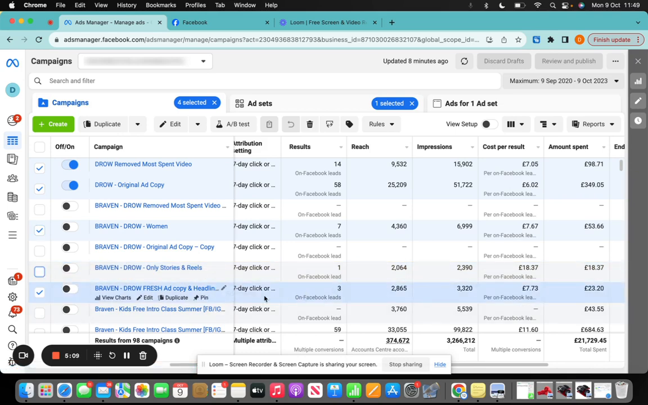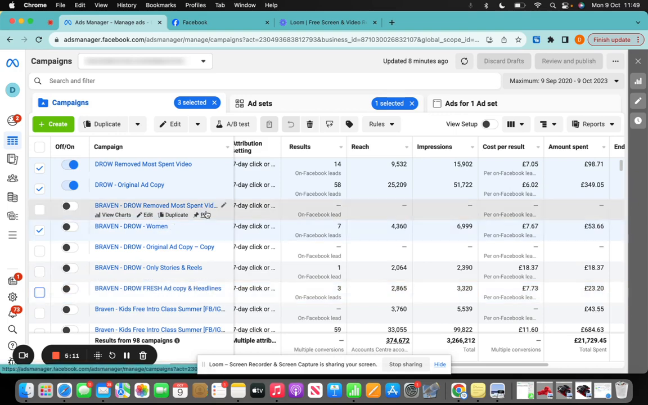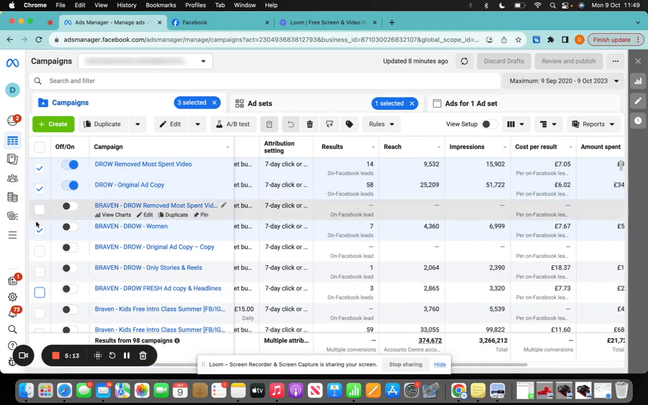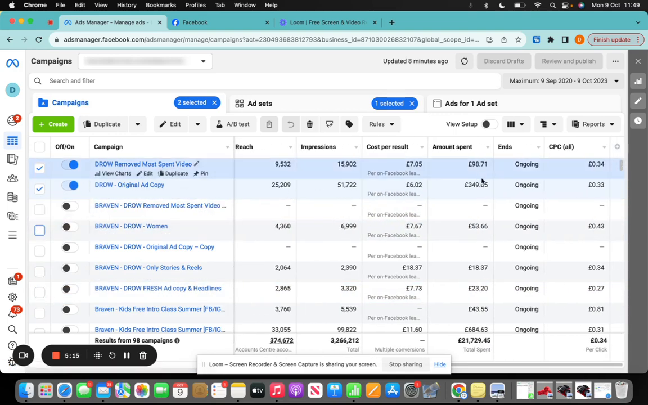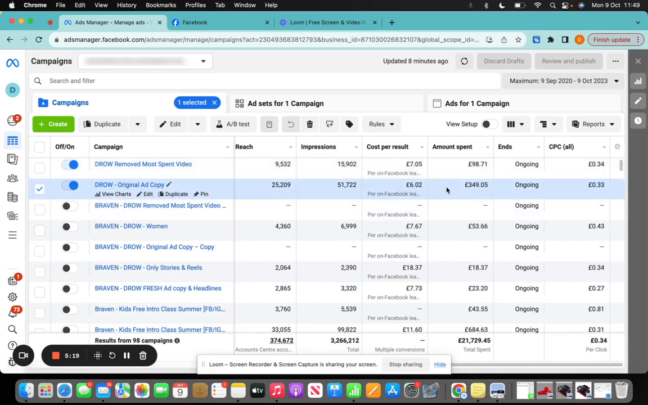This one, I think it started rising, so we turned that one off as well. And then these two were the ones that we kind of settled on. Now, these cost per leads between £6 and £7 aren't representative to what they were. It's just because we've upped the budget, so the cost per lead has risen recently. But these were sitting around £5 per lead, which is why they were the ones that we left on.